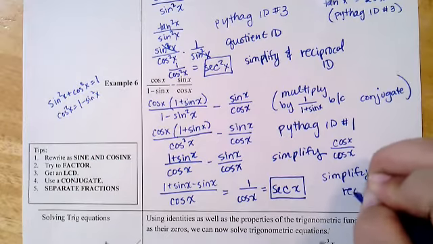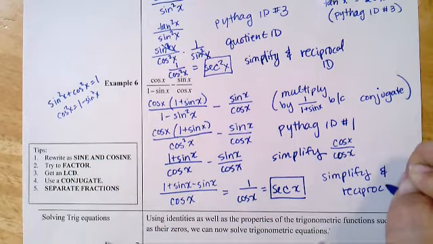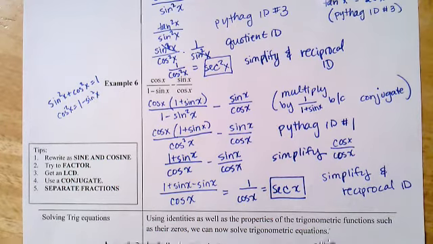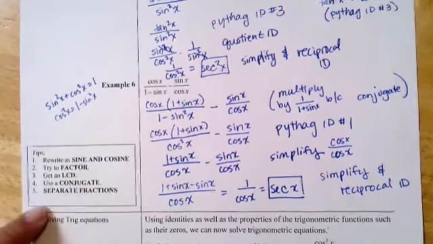That was simplify and reciprocal ID. Okay, so I have some tips here.